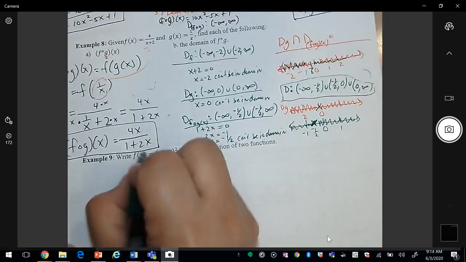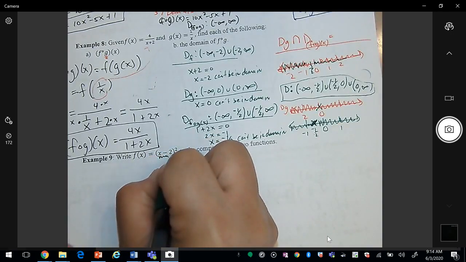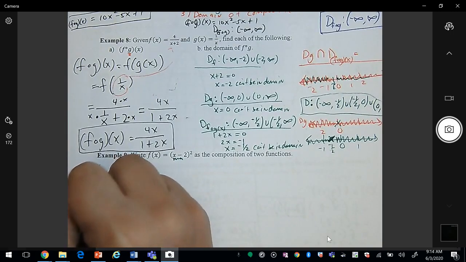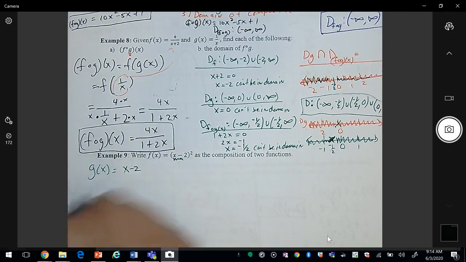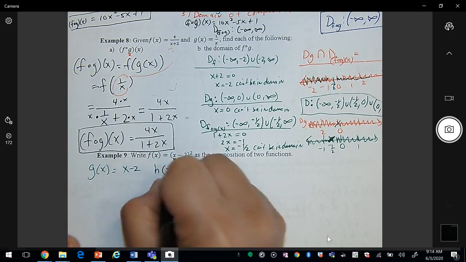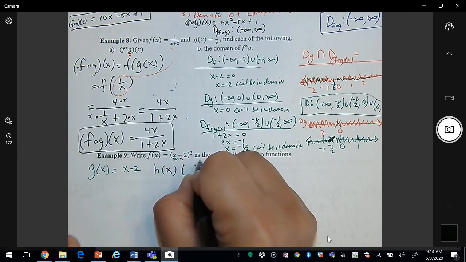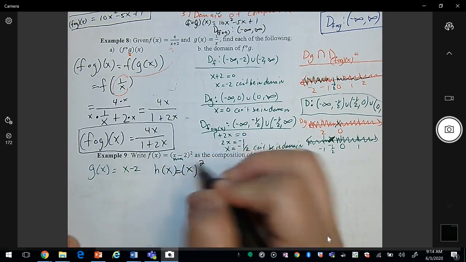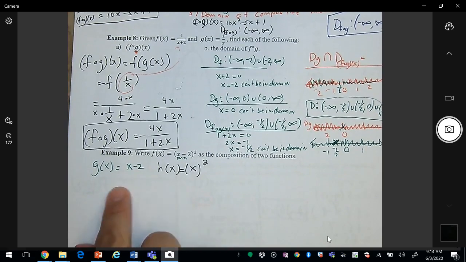Okay, so if you notice here, we have something in the parentheses and then we have a square. So whatever's in the parentheses, we can call that one function. And then the outside, we can call that something squared. Well, that something, we can just call it x. So these would be our two functions.